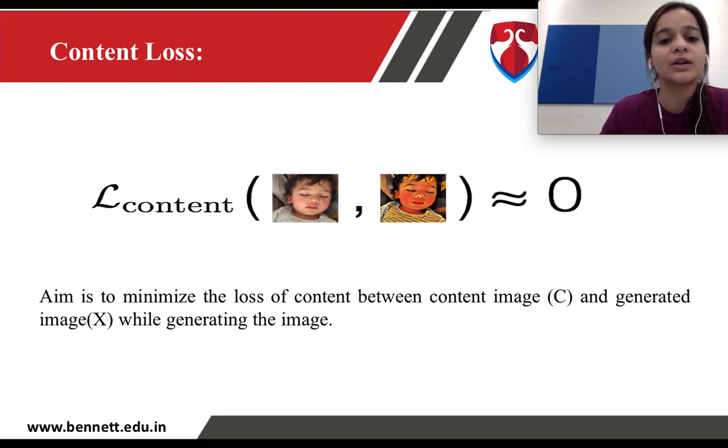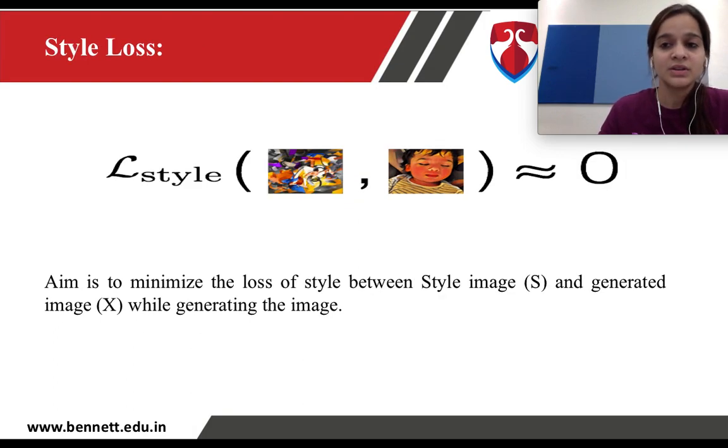Now what is content loss? Content loss is the comparison between the content from the content image and from the generated image. That is, the first image is the content image and the second image is the generated image. So it is the loss of content from the content image to the generated image. Our aim is to minimize this content loss, that is, the object should be properly visible in the generated image. Now next is style loss. Style loss is the loss of style between the style image and the generated image. Our aim is to minimize the style loss also from the style image to the generated image.